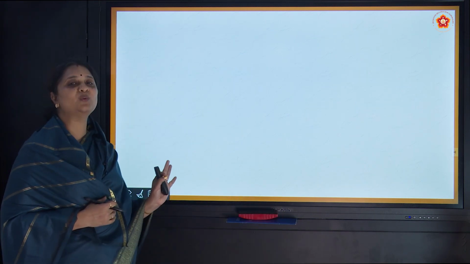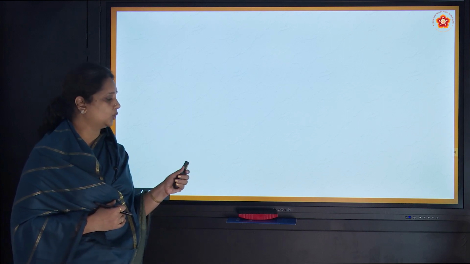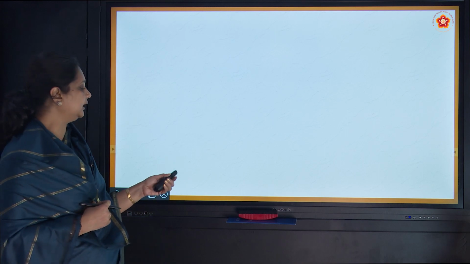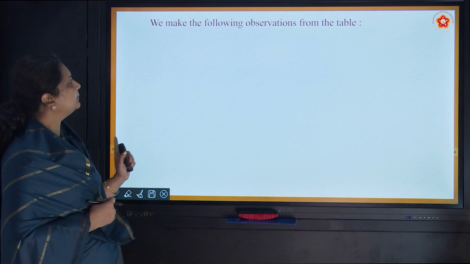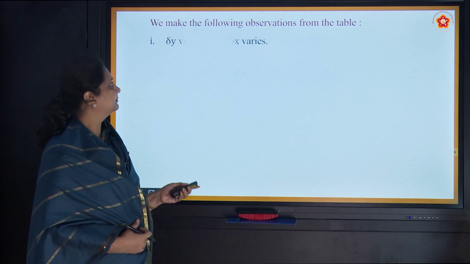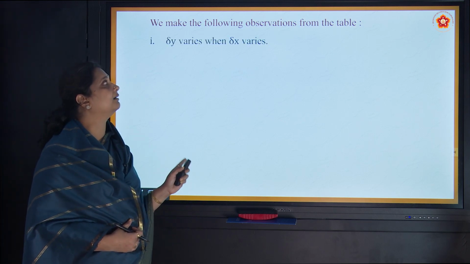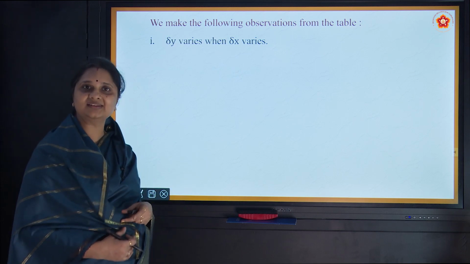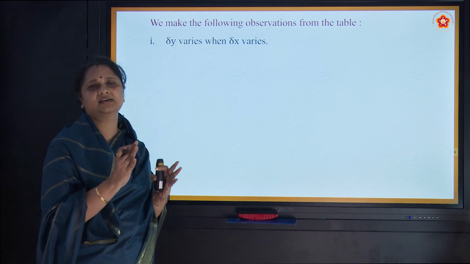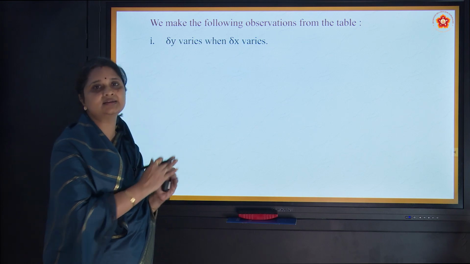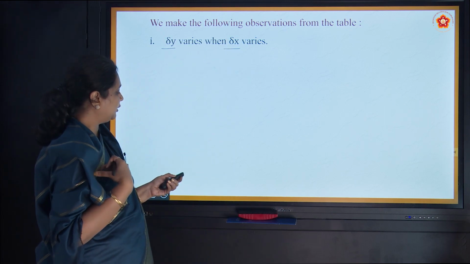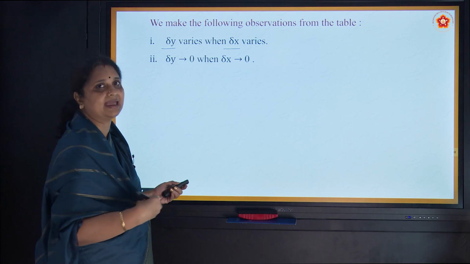So now we saw what differentiation is, right? So what are our observations from the table? We'll quickly summarize before we solve problems. We make the following observations from the table that we had already seen. Del y varies when del x varies, right? So when we varied the values of x, there was a change in the values of y, correct? So del y varies as del x varies, because it's a relation between x and y.